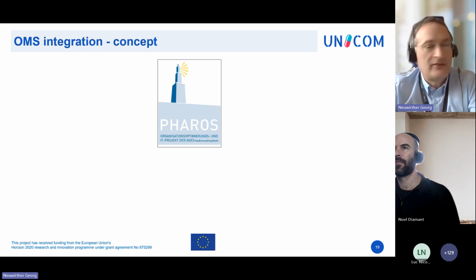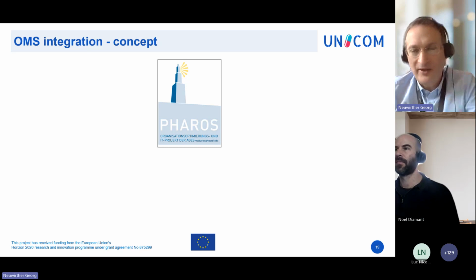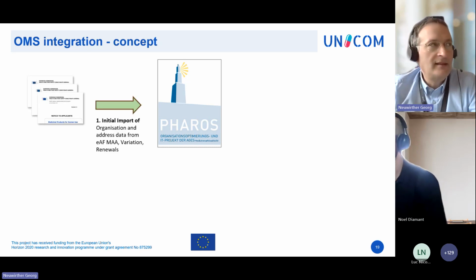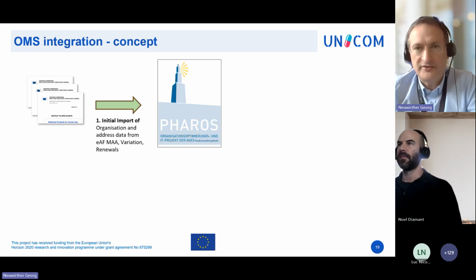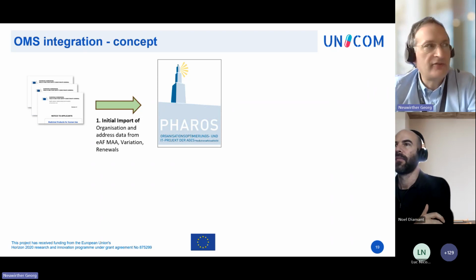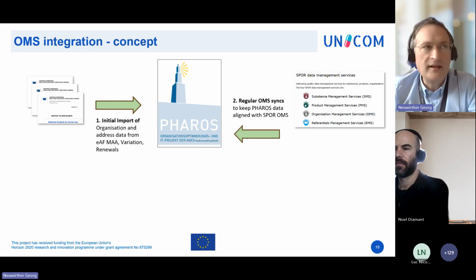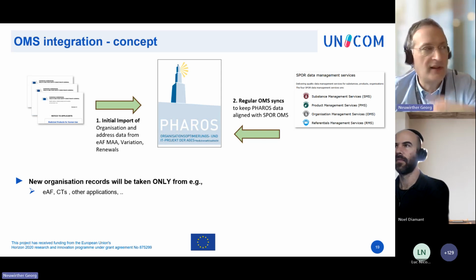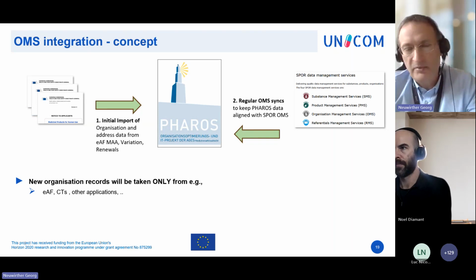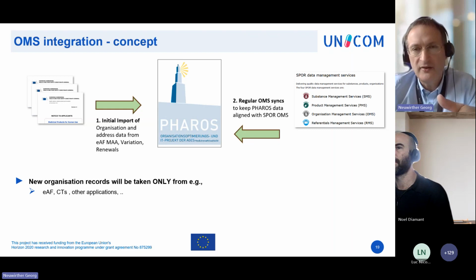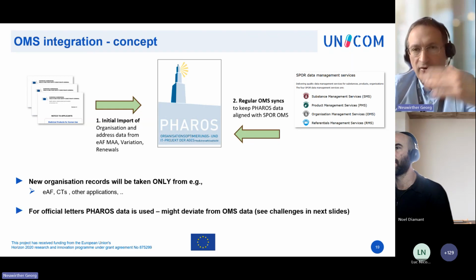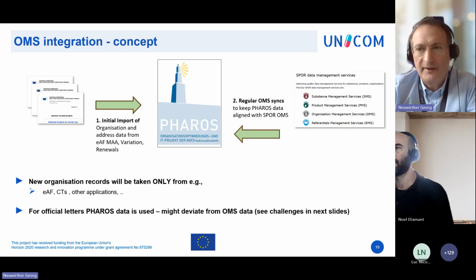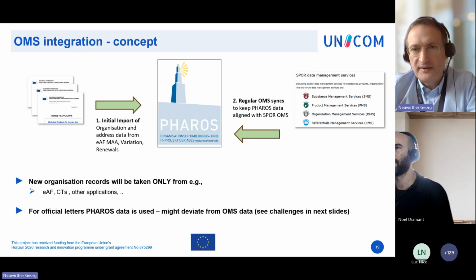So what was the idea about integration of OMS? What was the concept? In the middle, we have our core system, which is PHAROS, as already said before. The input for organization data is the application form. So we import organizations from, for example, the application form, and then we update OMS data via regular OMS API syncs. We only use applications like clinical trials or other applications to create new organizations in our system. And for the regular updates, when any data changes in OMS, we use a new OMS API concept to receive this information and to process it accordingly.